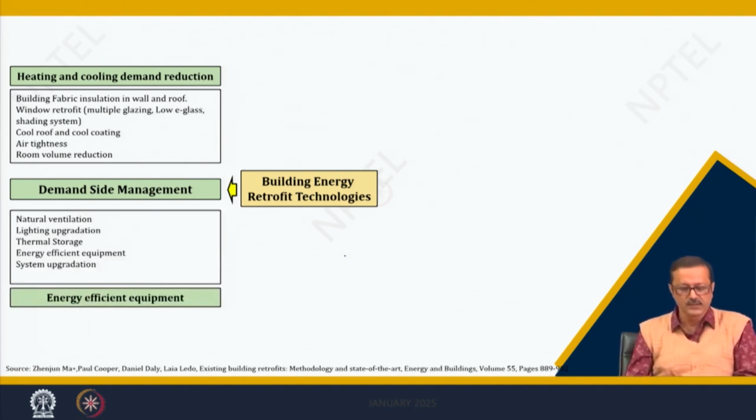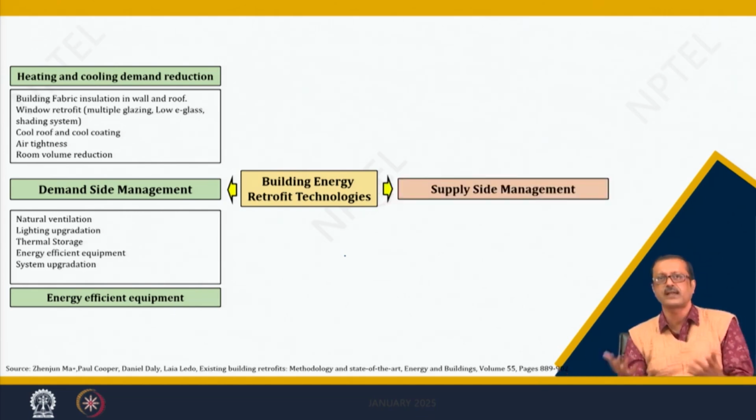The other side is the energy efficient equipment we can use, which we have already discussed. We can propagate natural ventilation, or upgrade the lighting, and we can also do system upgradations. Those are the demand side, and the other side is the supply side management.